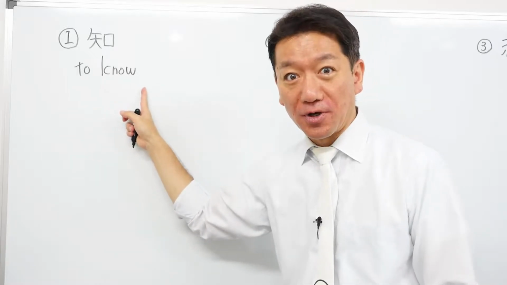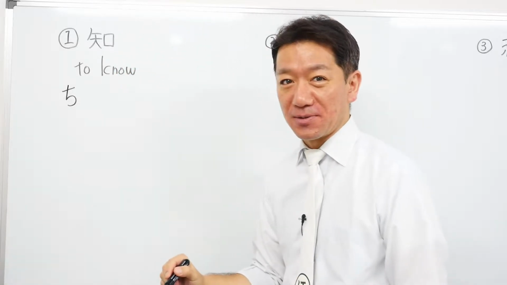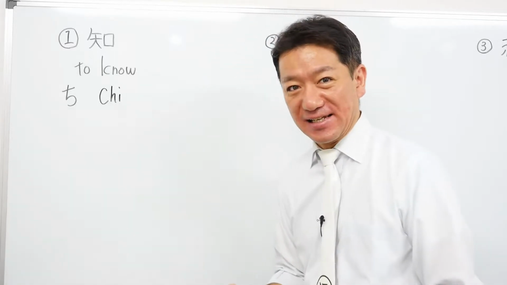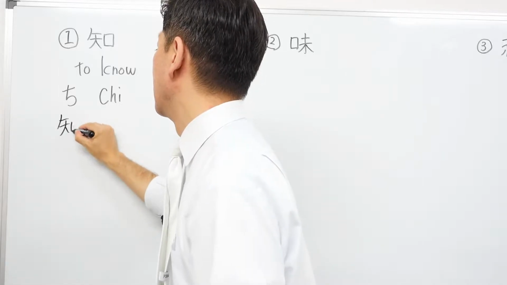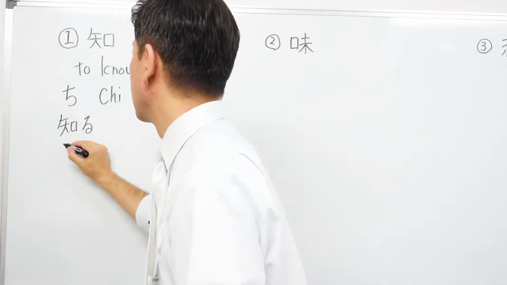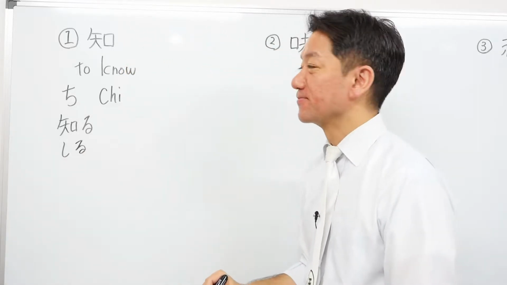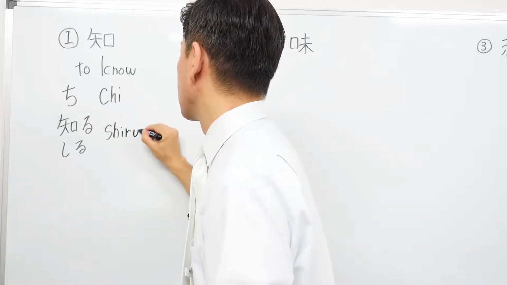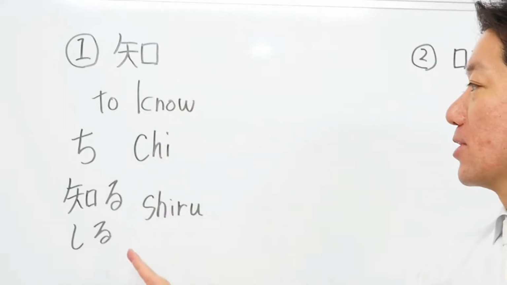To know, okay? In hiragana form, chi is pretty simple, right? And in Roman, chi. And with hiragana ru, it is shiru, and in Roman, shiru. This is a very popular, general kanji. Chi or shiru.